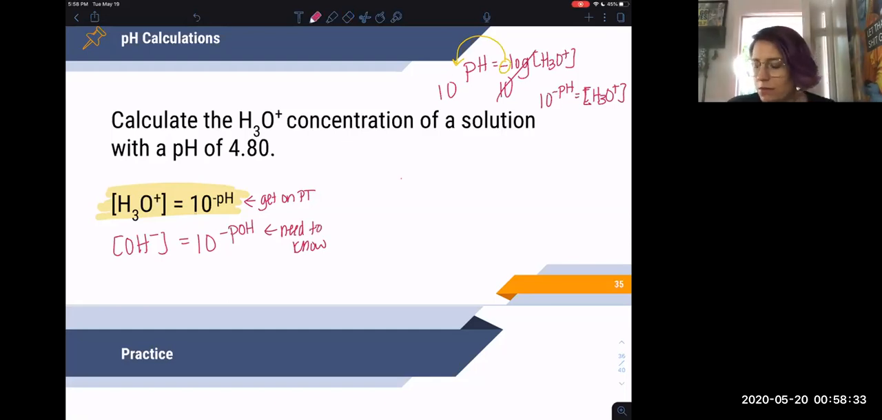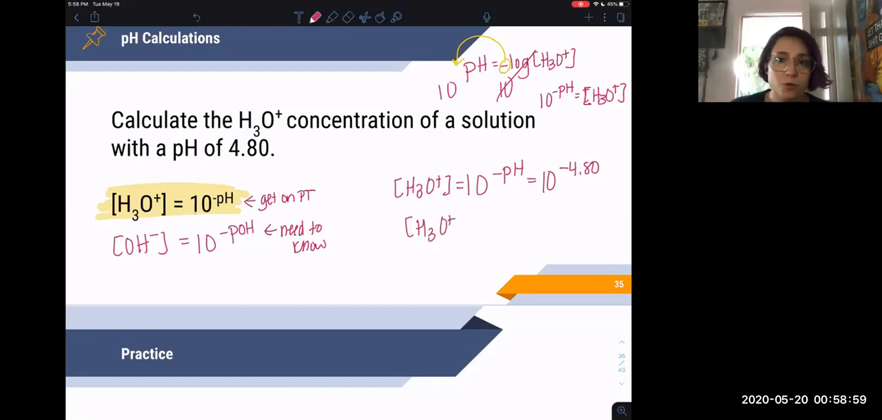So let's plug it in. Hydronium equals 10 to the negative pH. So that's 10 to the negative 4.80. Plug it in exactly like that. My iPhone has me put in 4.8, make it negative, and then I have a 10 to the X button that I press and then it does it. But on your calculator, you might have to put in 10 raised to the, put in negative 4.8 and press enter. You should get 1.585 times 10 to the negative 5.